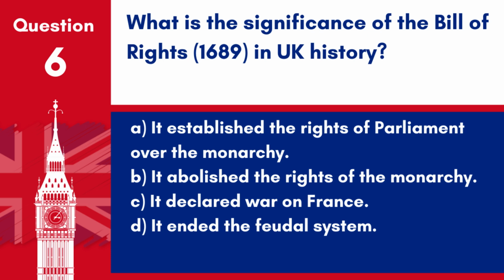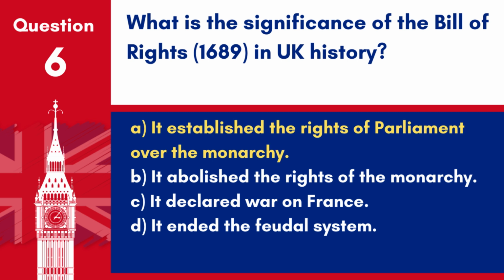Question 6. What is the significance of the Bill of Rights, 1689, in UK history? A. It established the rights of Parliament over the monarchy. B. It abolished the rights of the monarchy. C. It declared war on France. D. It ended the feudal system.